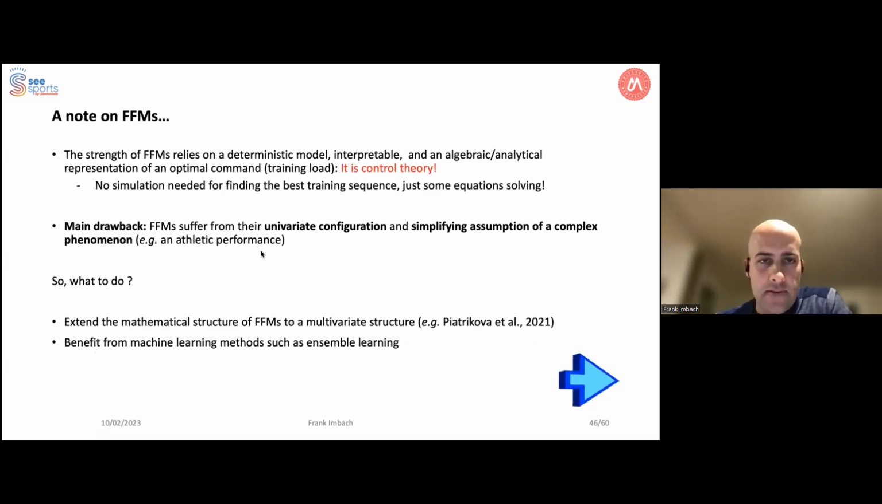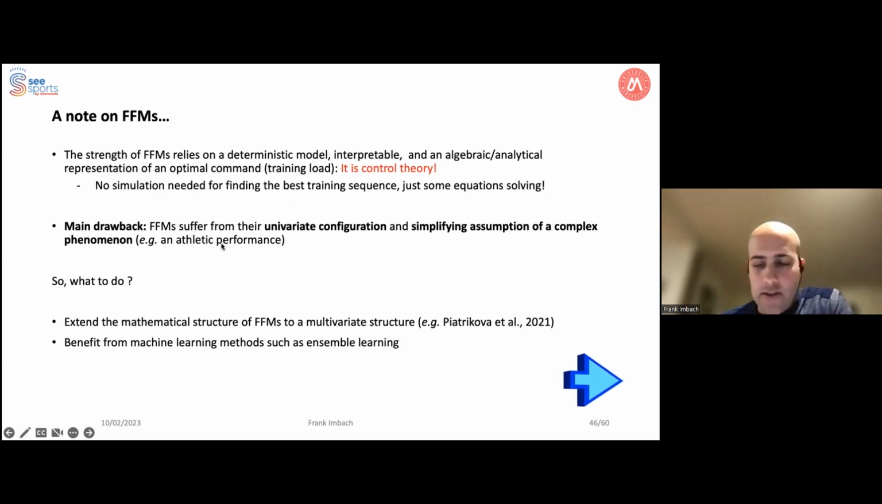So it is a control theory. Control theory means there is no simulation needed for finding the best sequence of training, just some equation manipulations and solving. Their main drawback is that they suffer from univariate configuration and simplifying assumptions of a complex phenomenon, such as athletic performance.